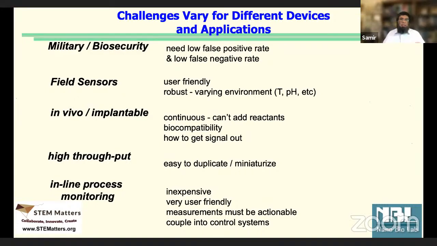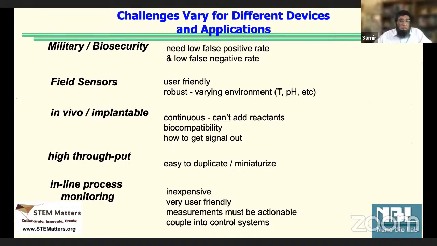For implantable, we want them continuous, because once they are implanted in the body, you cannot keep opening the patient apart and trying to add more. So we cannot add reactants from outside. We want the body to not have any foreign body reaction to it, right? So it should not create fibrosis. It should not reject it. And then if you implant, then we need to find a way, how do we get the signal out?